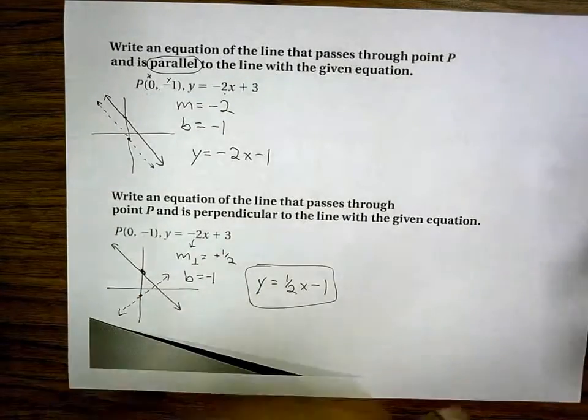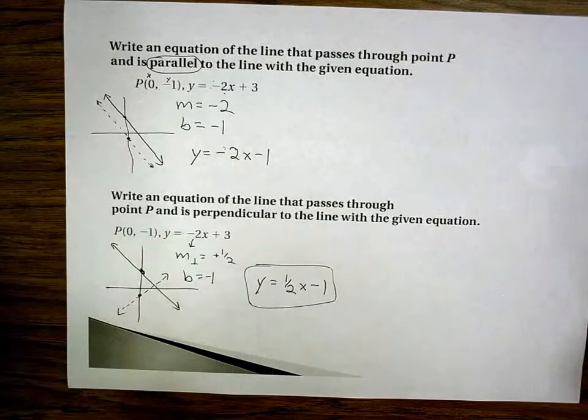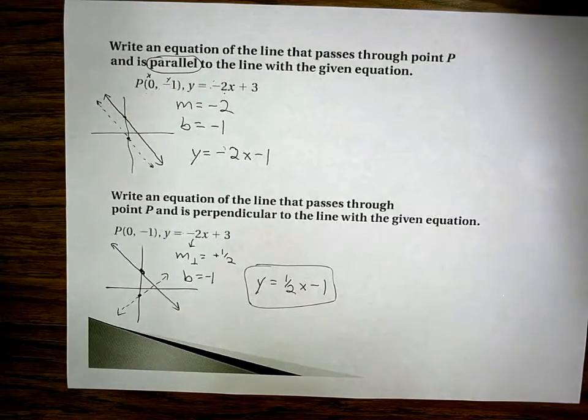Notice in both of these, slopes stayed the same or slopes were the opposite reciprocals. Without necessarily graphing the equations, we can find whether they're parallel or perpendicular, or find the line that is parallel and perpendicular to it just by looking at the equations. Use those as the shortcuts and you should be all right.